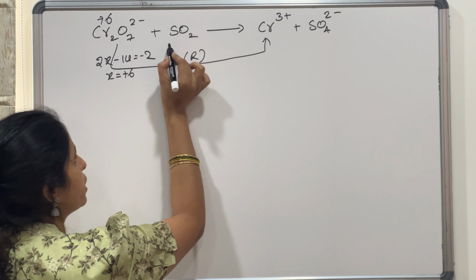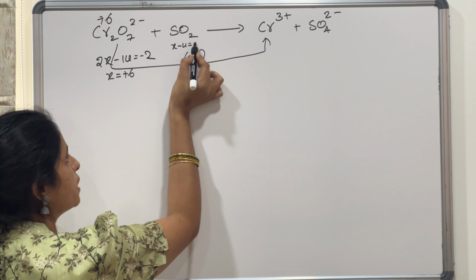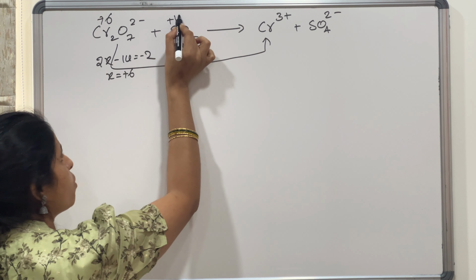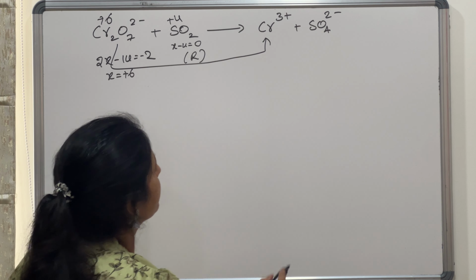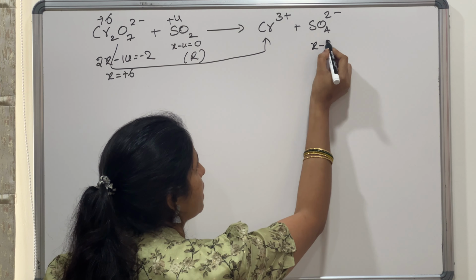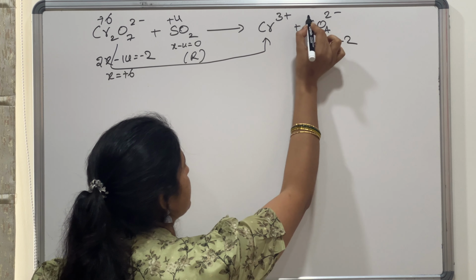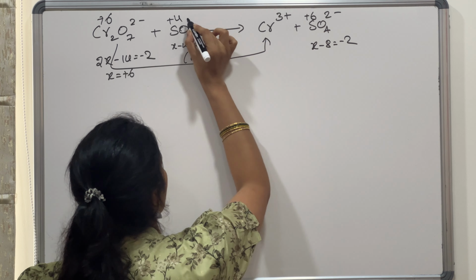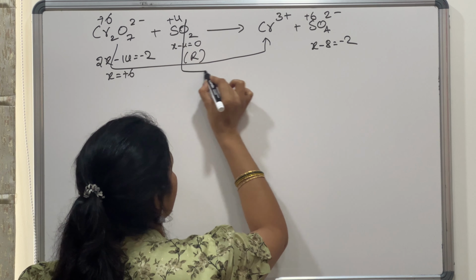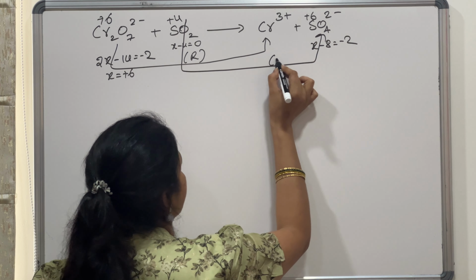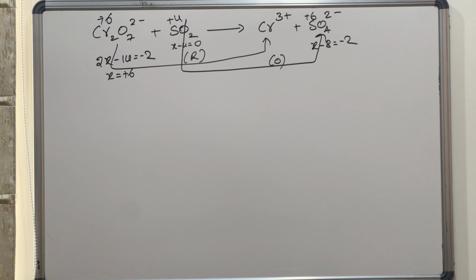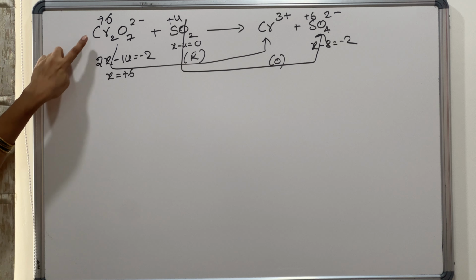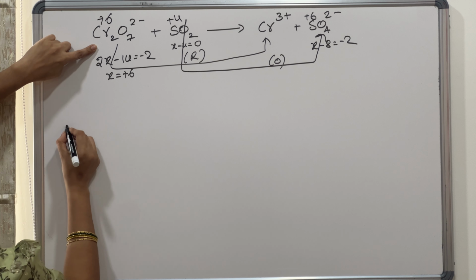So SO2, here x minus 4 is equal to 0, x is equal to plus 4, S is in plus 4 oxidation state, and here it is x minus 8 is equal to minus 2, x is equal to plus 6. So increase in oxidation number, here it is your oxidation. So you have identified which one is undergoing oxidation and reduction. So here first you write the reduction part.